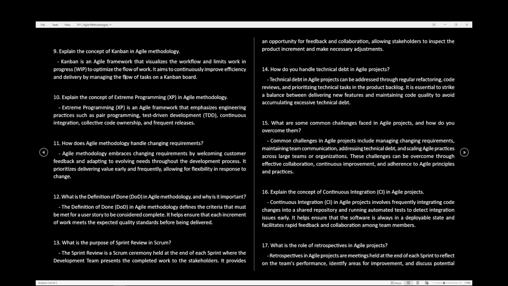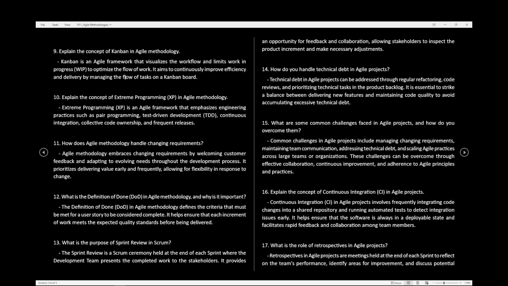What is the purpose of sprint review in Scrum? The sprint review is a Scrum ceremony held at the end of each sprint where the development team presents the completed work to the stakeholders. It provides an opportunity for feedback and collaboration, allowing stakeholders to inspect the product increment and make necessary adjustments.